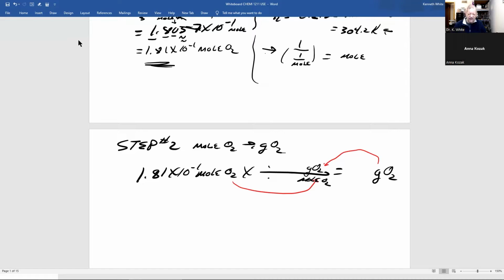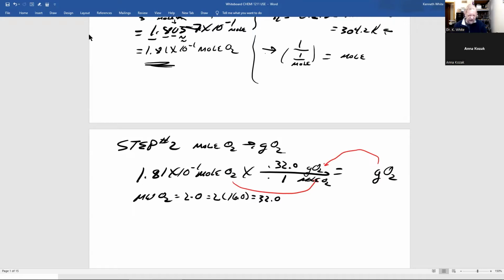And where do we get this relationship? 1 mole of a compound equals the molecular weight of that compound in grams. So we need to find the molecular weight of O2, and that's equal to the sum of all atomic weights, meaning 2 oxygen. If you look at the periodic table, and we've done this before, oxygen to 3 significant figures is 16.0 times 2, 32.0. So 1 mole of oxygen is 32.0 grams of oxygen, meaning gas, O2.